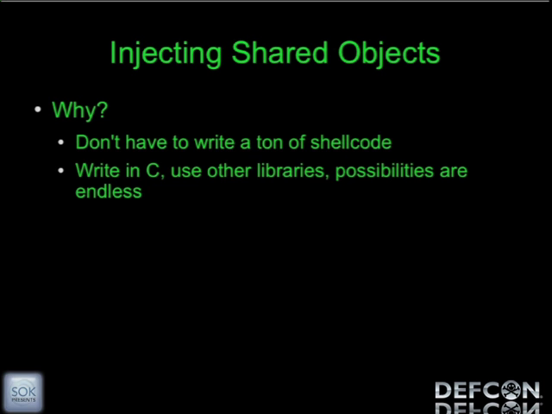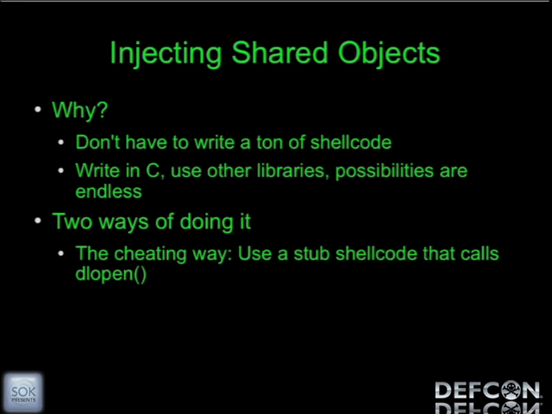The possibilities are endless. You could write your malicious code in Haskell or Erlang if you wanted. I don't know why you would, but you could. So there are two ways of doing it. And there's the cheating way. You use a stub shellcode that calls dlopen. And that's what every single project does out there. Inject SO does that. JuGod does that. And right now, Libhijack does that as well. And there's also the real way, which is rewrite dlopen in the parent process, in Libhijack or your debugger.